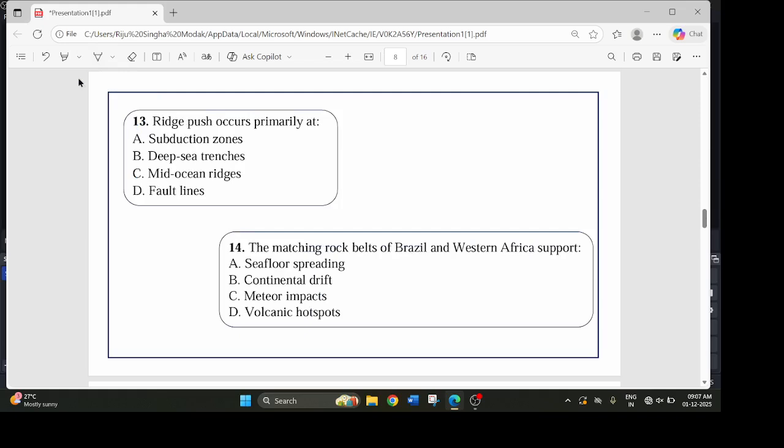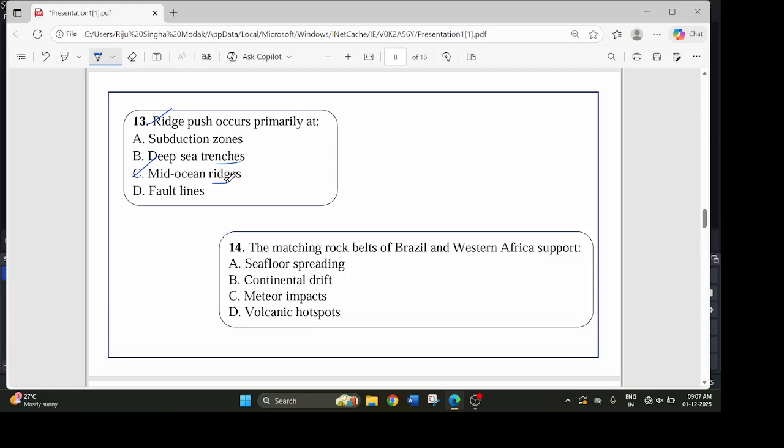Next question: ridge push occurs primarily at a subduction zone, deep sea trench, mid-ocean ridge, or fault line. The correct answer is the mid-oceanic ridge. Two types of questions are asked in the NET exam here: trench and ridge.